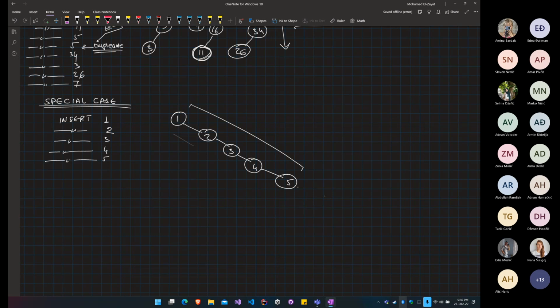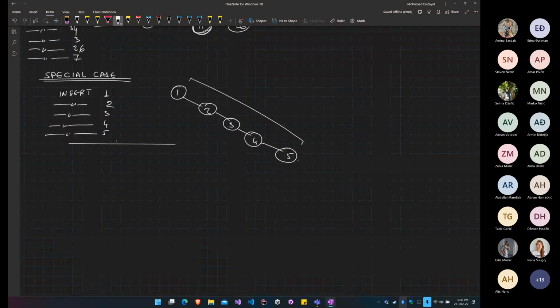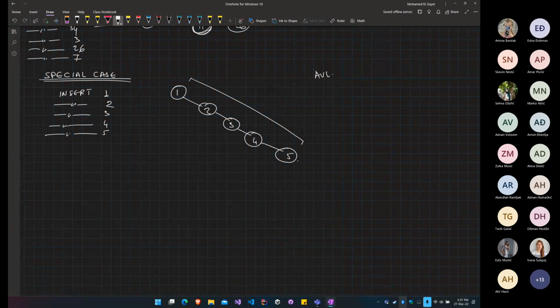And for that, we have a solution, right? The solution for this problem is something called AVL trees. Another way to balance it is with something called red-black trees. Okay. And that's pretty much the special case.